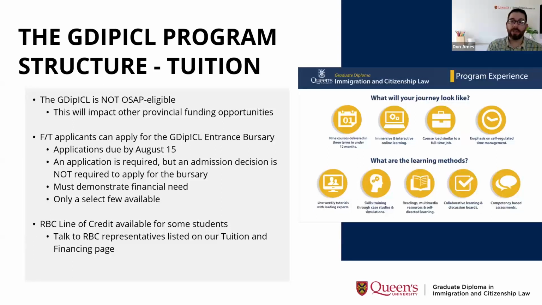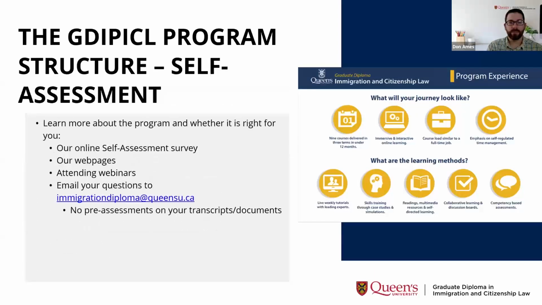For those who don't qualify for the bursary, who need some additional assistance with funding, I definitely encourage you to look at our RBC line of credit agreement. We have this partnership with RBC to offer a line of credit to our students. There's great information available via our tuition and financing page, including contact information for our RBC representatives.